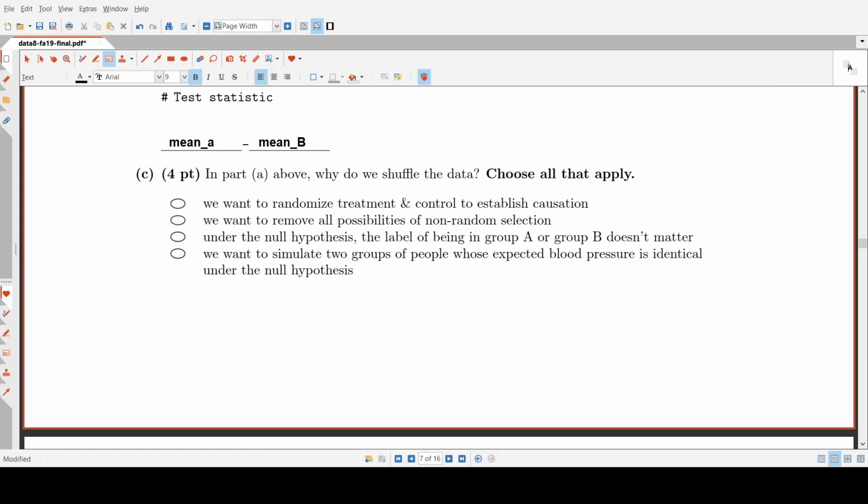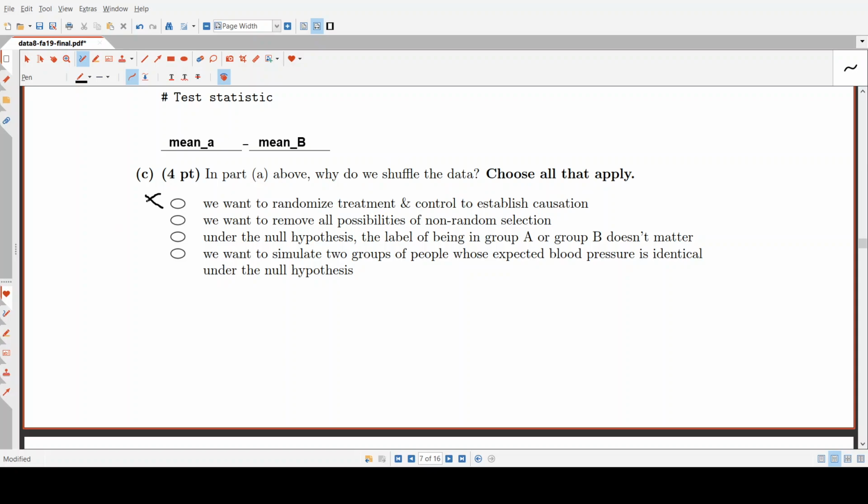Okay, part C. In part A above, why do we shuffle the data? Choose all that apply. This is a question that goes into a little bit of the theory behind A/B testing. The options are, we want to randomize treatment and control to establish causation. This is not true in this case. Our experiment wants to randomize treatment and control to establish causation. That's true. But our A/B test here is only to simulate a bunch of times under the null hypothesis. So this is not true.